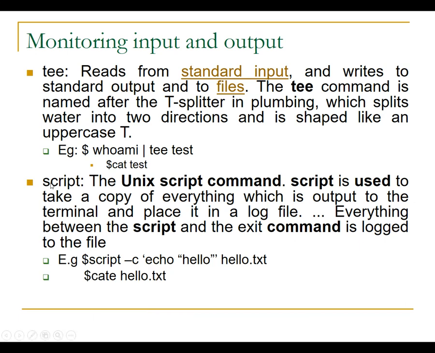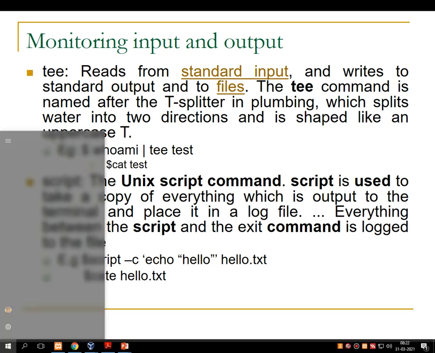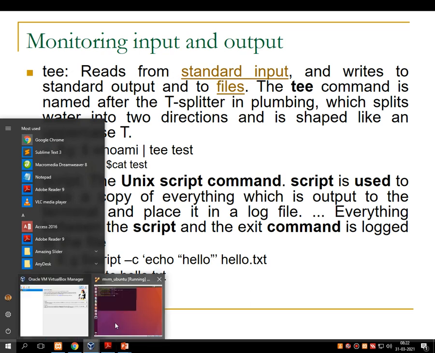Next is script. The Unix script command is used to take a copy of everything which is output to the terminal and place it into a log file. That means it's one type of copy command which copies the entire thing which is there on the screen into one file and saves it for future purposes. So let's see how it works.